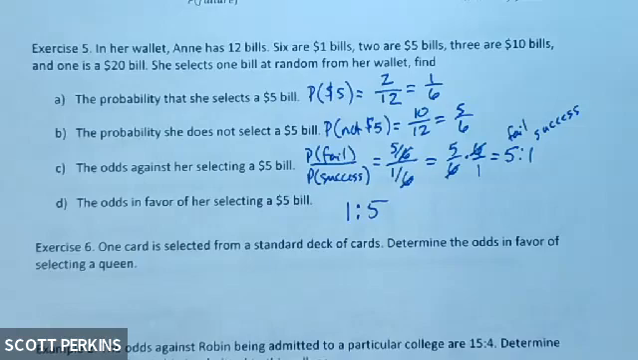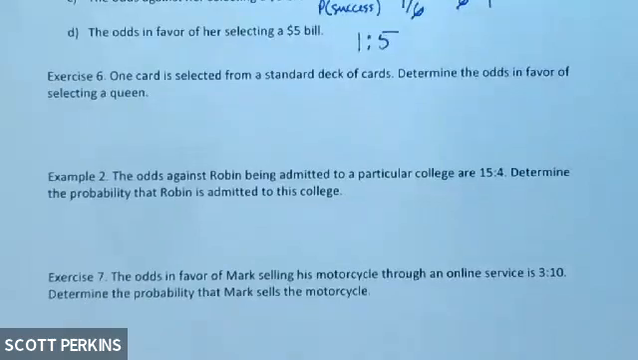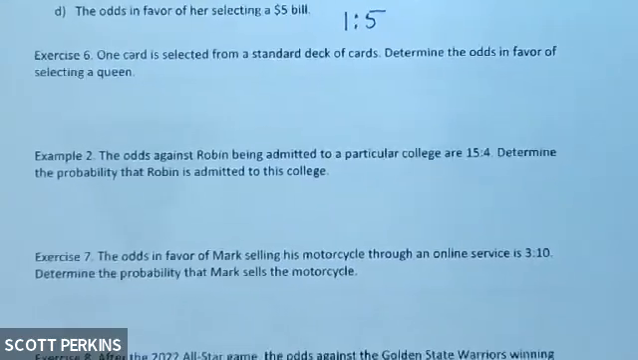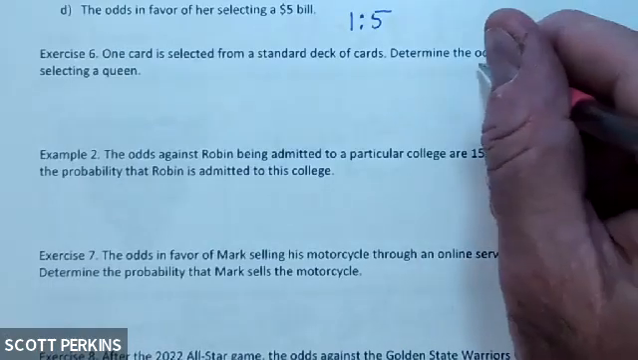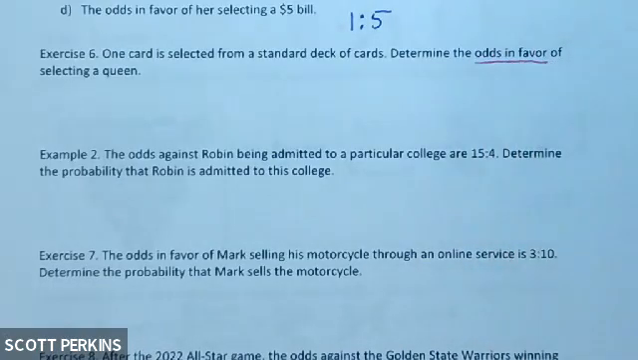All right, so go ahead and do exercise 6. One card is selected from a deck. What's the odds in favor? So make sure you're reading that. We're doing the odds in favor this time of selecting the queen.